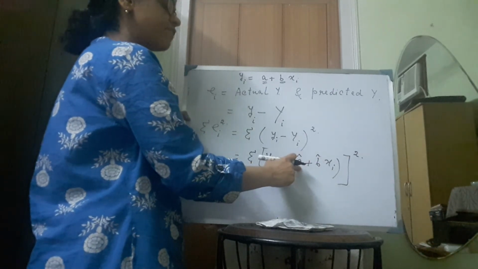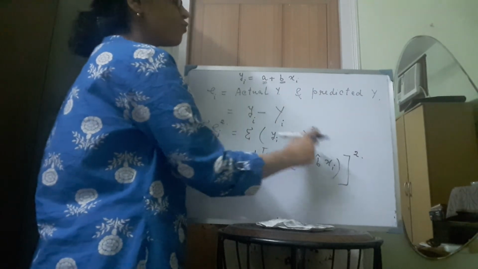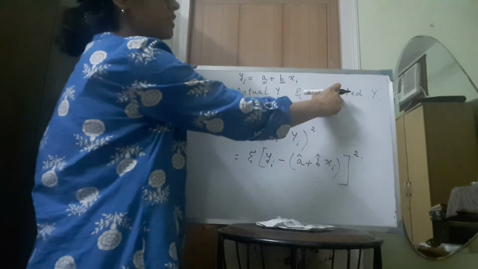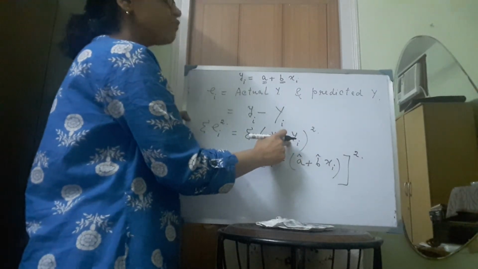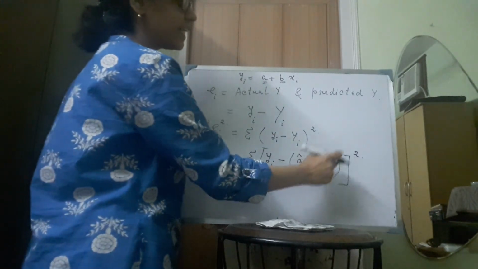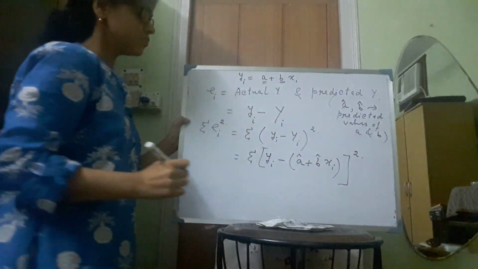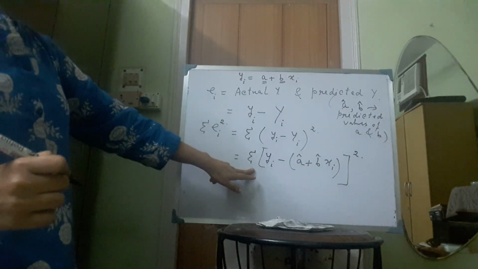Now once we get the value of a hat and b hat, then we can get the estimated value of yi, that is the predicted value of yi, and that is equal to a hat plus b hat xi. So in place of predicted y, we can write a hat plus b hat xi, where a hat and b hat are the predicted values of a and b. So now we have to minimize this with respect to a hat and b hat.